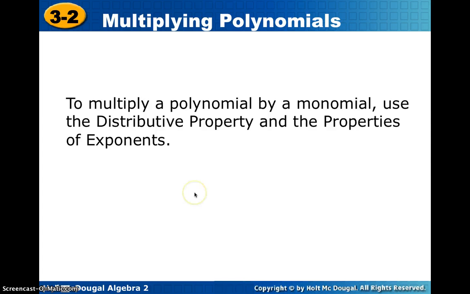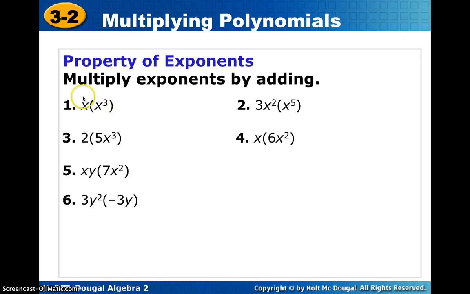So let's talk about properties of exponents first. When you are multiplying monomials, you add the exponents. So like in number 1, this is like a 1x here. 1x and 3x multiplied make 3x to the power of 4. Here we're going to have x to the 2. We're going to do 2 plus 5 and get 3x to the 7.